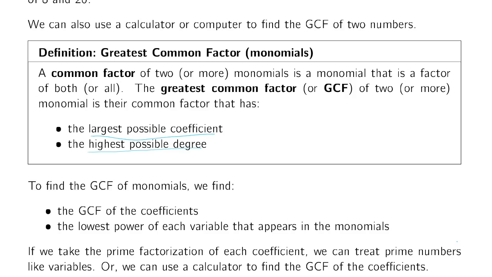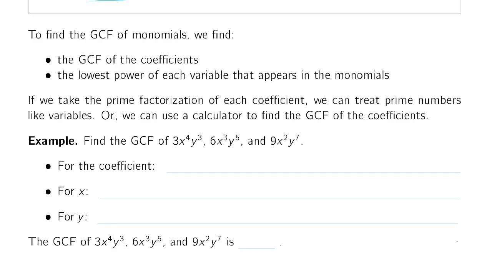If we want to find the greatest common factor of some monomials, well, first we find the greatest common factor of the coefficients, and then we take the lowest power of each variable that appears among the monomials. So let's see what that looks like. To find the greatest common factor of the numbers, again, we can just think about all the factors of the numbers. Or if we factor them into primes, we can treat them like variables and just take the lowest possible power of each prime factor.